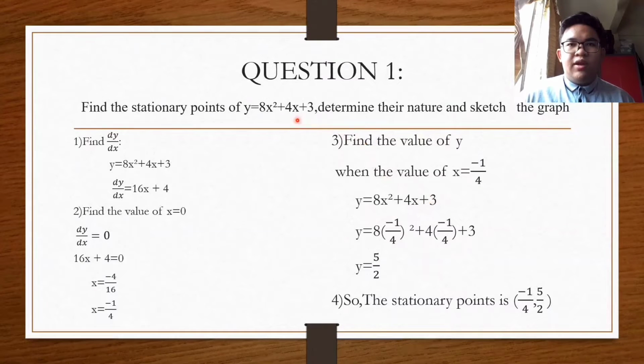y equals 8 times negative 1 over 4 power of 2, plus 4 times negative 1 over 4, plus 3. And we do the calculation and we get y equals 5 over 2. So when we get x and y, the stationary point is negative 1 over 4 and 5 over 2.